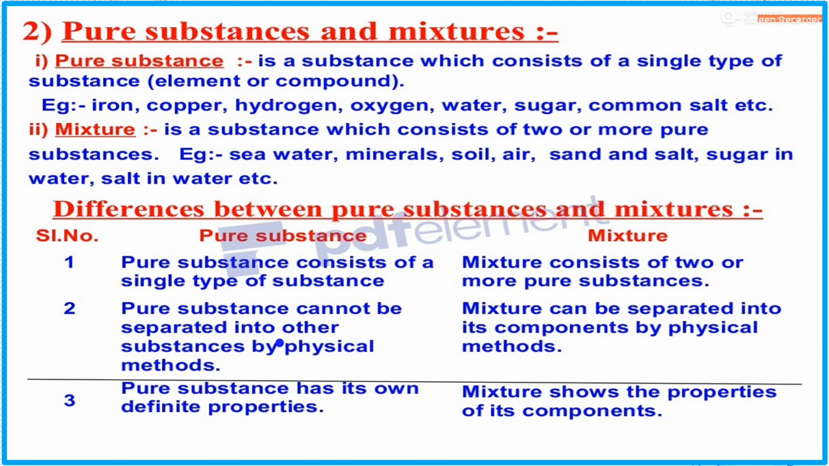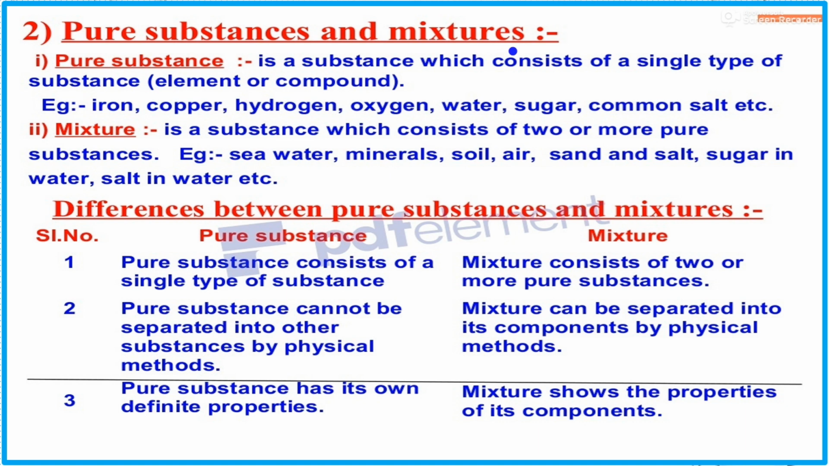So first of all, we will see what pure substances are and what mixtures are. A pure substance is a substance which consists of a single type of substance. It may be an element or a compound. Examples: iron, copper, hydrogen, oxygen, water, sugar, common salt, sodium chloride. These are pure substances. They contain only a single type of substance. In copper, there is only copper. No iron is present there. No hydrogen is present there.